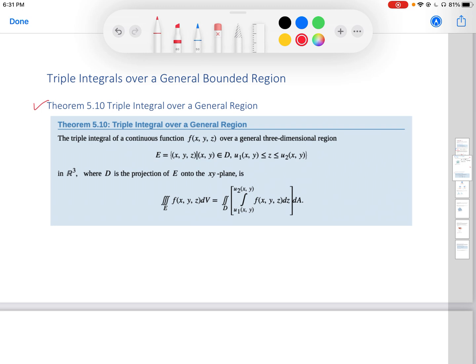The triple integral of a continuous function f of x, y, z over a general three-dimensional region in R3, where D is a projection of E onto an xy plane. So it says that we can write some function in dz and continue with the other two dimensions, x and y.